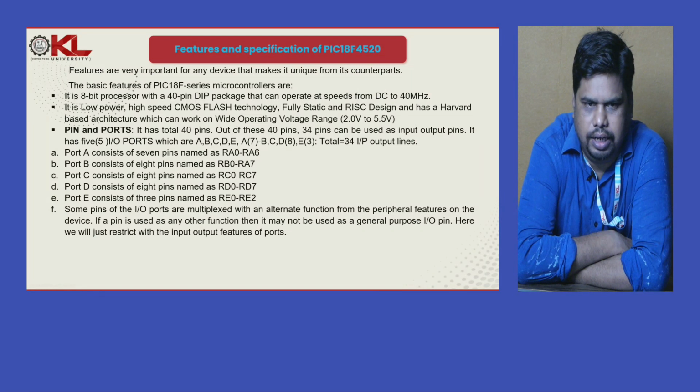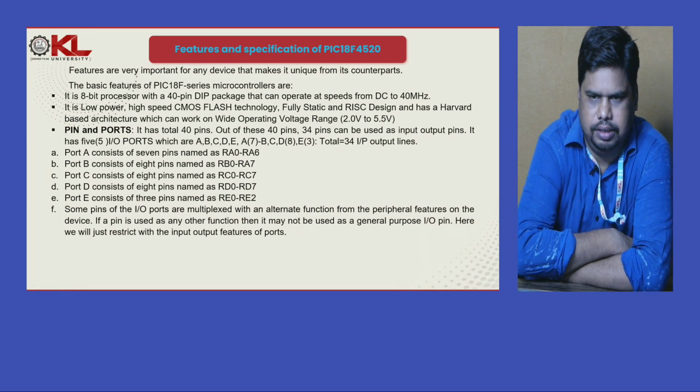Okay, so it has a total of 40 pins. Out of these 40 pins, 34 pins can be used as input output. So you know, it has 5 ports, A, B, C, D, E. From A, 7 pins can be used as input output. From B, C, D, all 8 pins can be used as input output, while from E port only 3 pins can be used. So it makes a total of 34 input output pins, while some of the other pins are used in a multiplexed fashion. They can be used to interface the peripherals, for the timer, for master reset, for power supply.